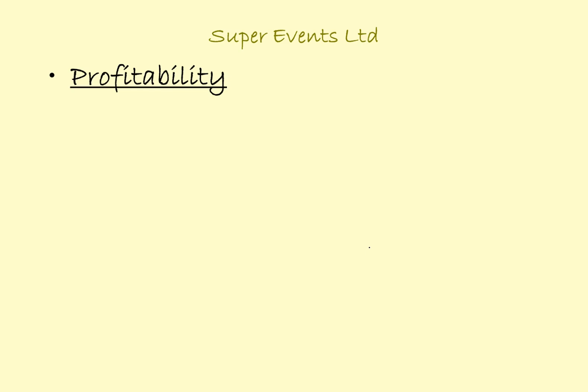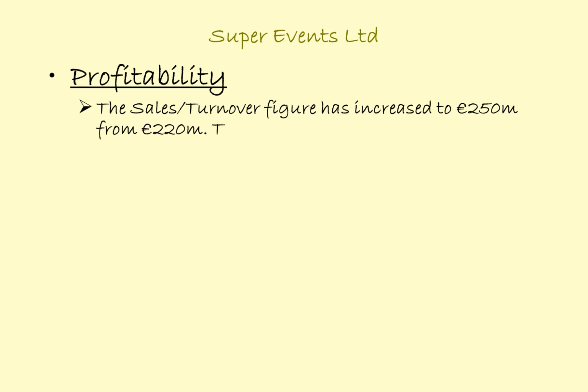Now, I'm going to talk about the ratios, but I don't just want to regurgitate the ratios. I'd like to look for something different. A lot of the ratios revolve around sales, gross profit, net profit, and so on, so I might start with sales. So what I could say is that the sales, or the turnover figure, has increased to 250 million from 220 million. This is an increase of approximately 13.6%. So that's a nice little start, setting the scene.